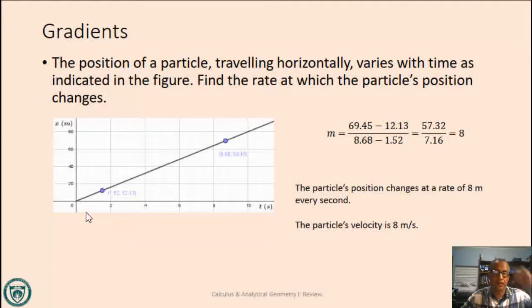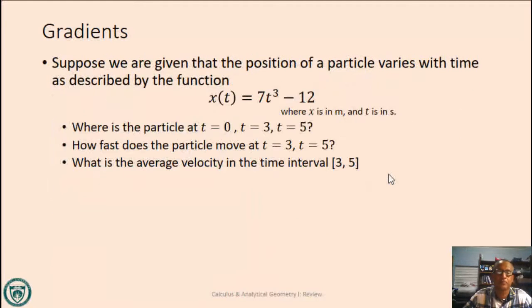We can find the rate at which the particle's position changes by simply finding the gradient of this line, which is the change in y divided by the change in x, which gives us a value of 8. So this particle's position is changing at 8 meters per second. Every second, its position changes by 8 meters. It increases by 8 meters.